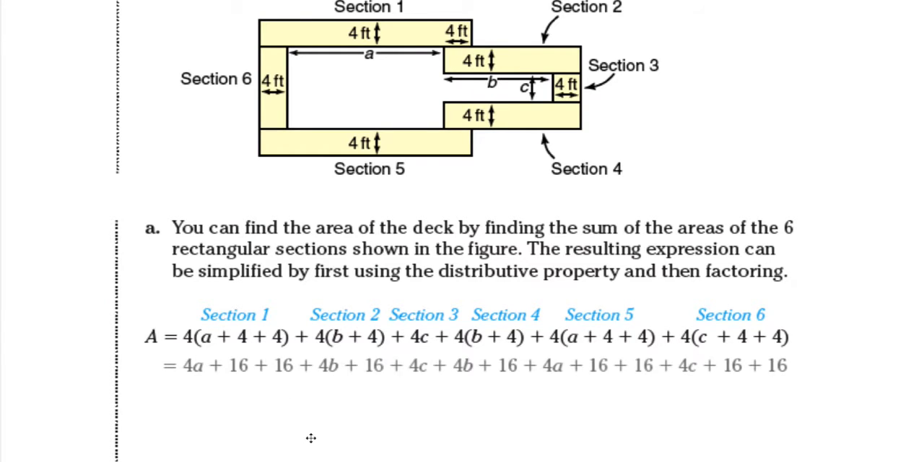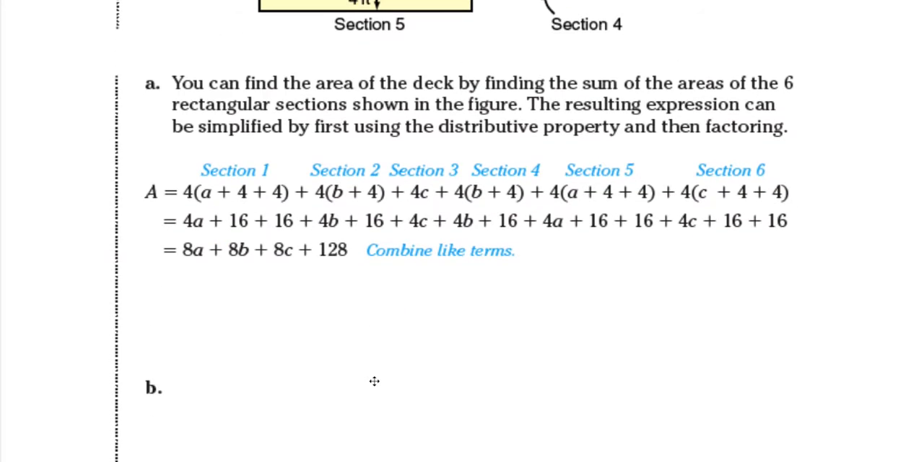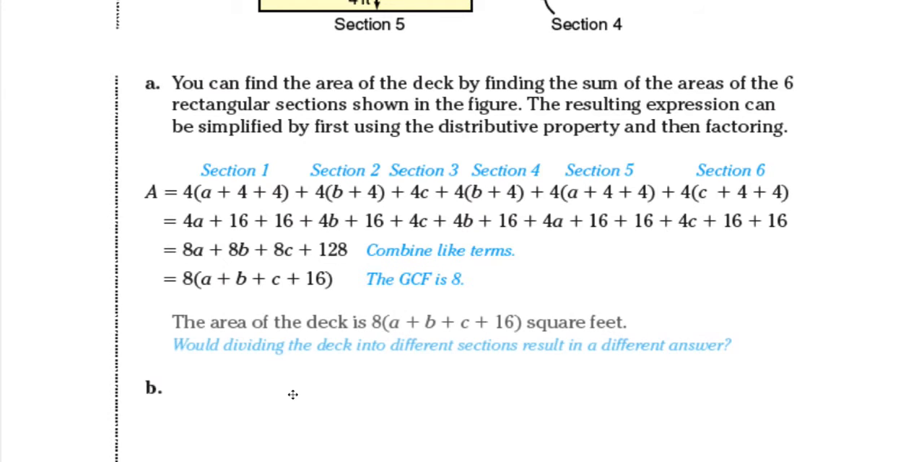Simplify that further. And then simplifying further, combining like terms, you end up with 8a plus 8b plus 8c plus 128. And using factoring by GCF, we find the GCF, which is 8 for all of them, and we factor it out. We're left with a plus b plus c plus 16. So the area of the deck is 8 times the quantity a plus b plus c plus 16 square feet.